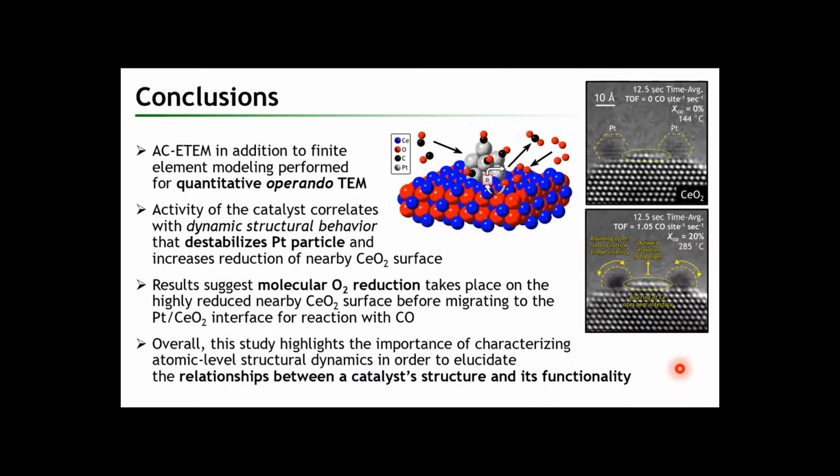Okay, so in conclusion, using this operando electron microscopy approach coupled with the model that I showed earlier in the first section, we're able to perform quantitative operando electron microscopy and derive information about the dynamic structure-activity relationships for these metal on ceria catalysts. And we see in this case that the activity of the catalyst correlates with dynamic structural behavior, which leads to a destabilization of the platinum nanoparticle, as well as increased reduction in the nearby ceria surface. And overall, the results suggest that the molecular oxygen reduction takes place on this very highly reduced, strained ceria surface and perhaps not at the interface.